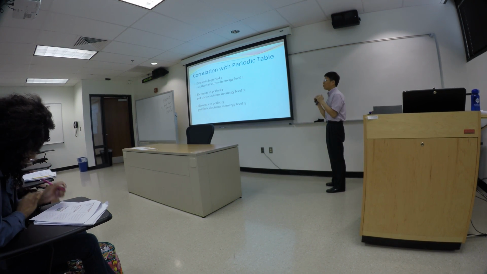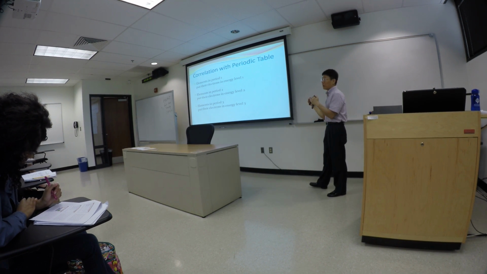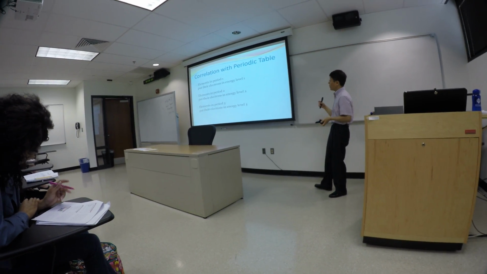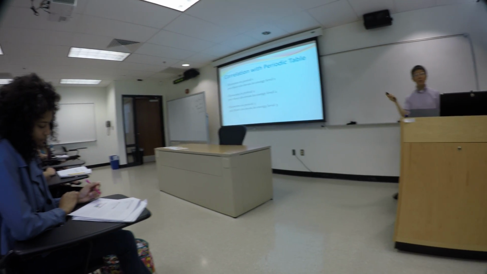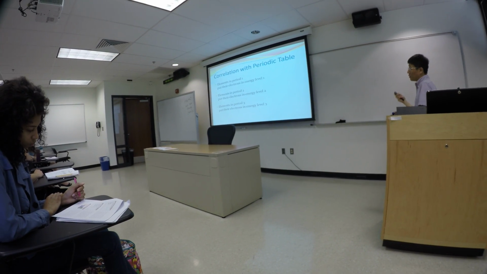So n equals 1, you have 1 room, you can put 2 people in there. When the third person comes in, that third person goes to the second level. In the second level, n equals 2, we can accommodate up to 8 electrons. When the 9th person comes in, the 9th person will have to go to the third level, and so on and so forth. Okay. So the correlation there is that n equals 1 represents period 1, n equals 2, period 2.